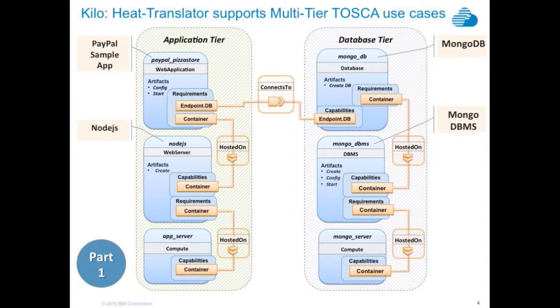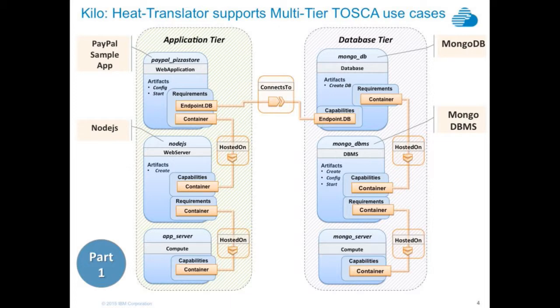The TOSCA Node database is where we create a database, which is required by the application, and it is hosted on a DBMS node. That's where we create or install MongoDB, configure it, and make sure it's up and running. And it itself is hosted on a Mongo virtual server.